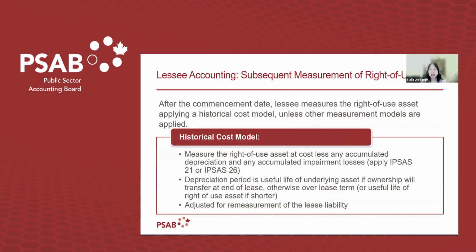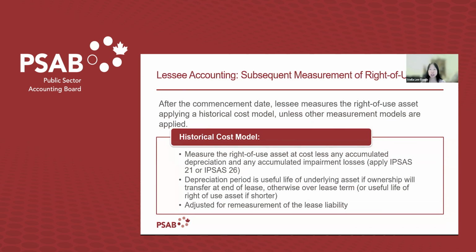After the commencement date, the lessee measures the right of use asset by applying a historical cost model, which is cost less any accumulated depreciation and any accumulated impairment losses in accordance with IPSAS 21 and IPSAS 26. In terms of depreciation, entities apply IPSAS 45's requirements. However, the depreciation period will be based on the useful life of the underlying asset if ownership will transfer at the end of the lease.